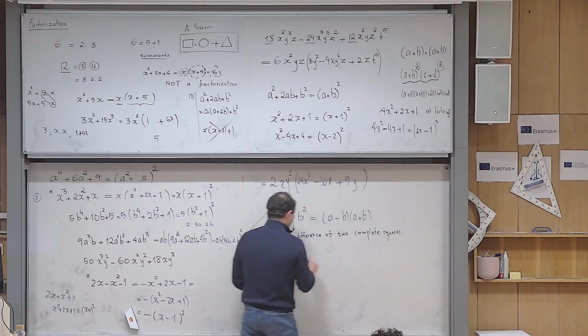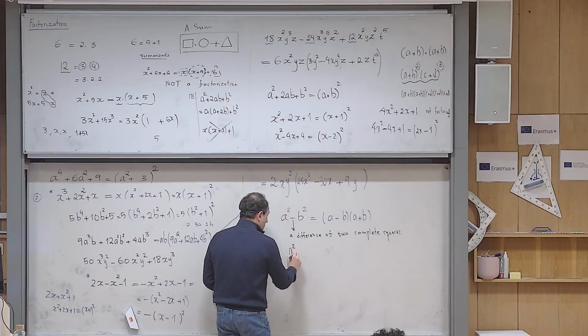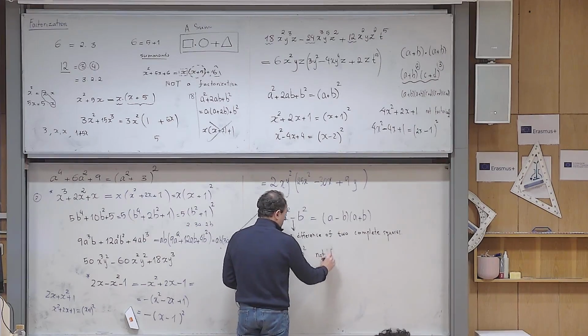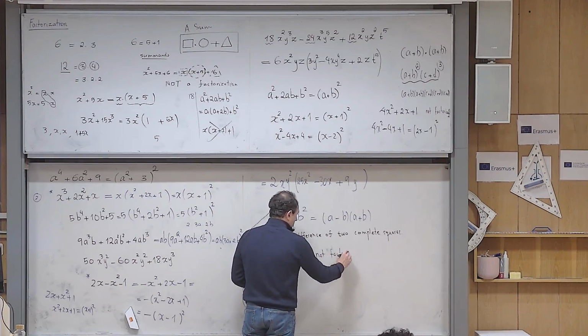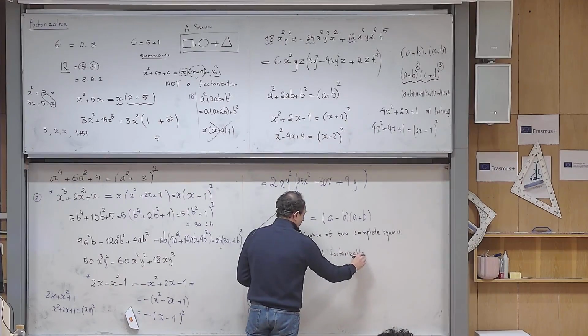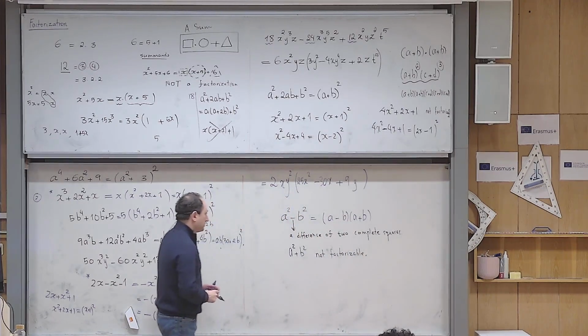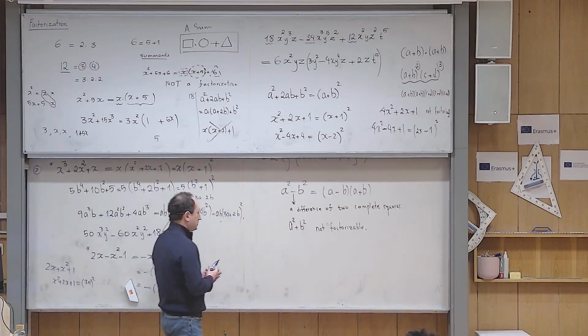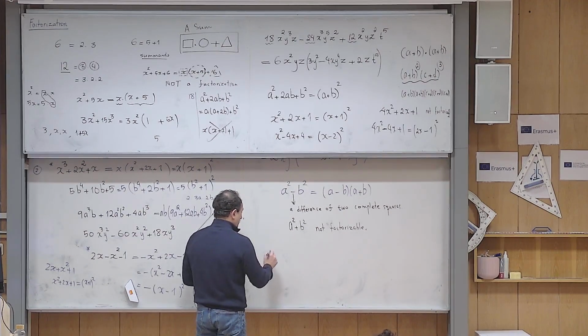For example, but remember, if I have a squared plus b squared, it is in general not factorizable, okay? So if I want to start with a very simple one, I can give you to factorize this.